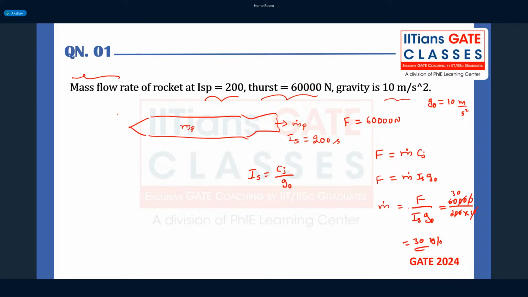You can check the units also. Thrust has a unit of Newton, that is nothing but kg meter per second square, and specific impulse has a unit of second. Gravity has a unit of acceleration, so meter per second square. Meter per second square, meter per second square cancels. You are left with kg per second. Clear? The answer should be 30 kg per second. Any doubt here? It was straightforward, right?